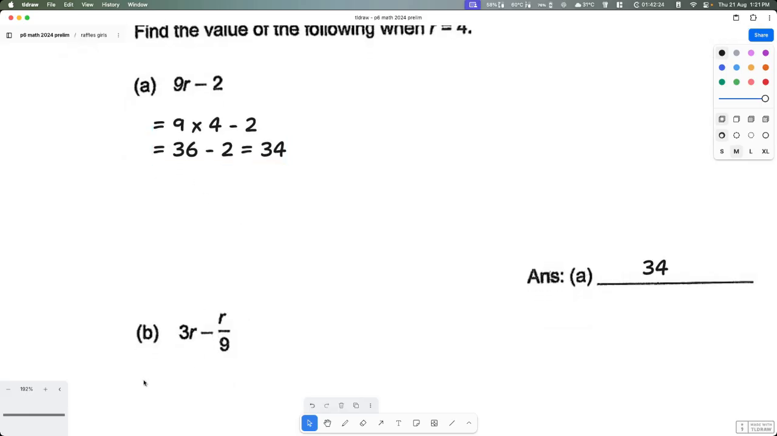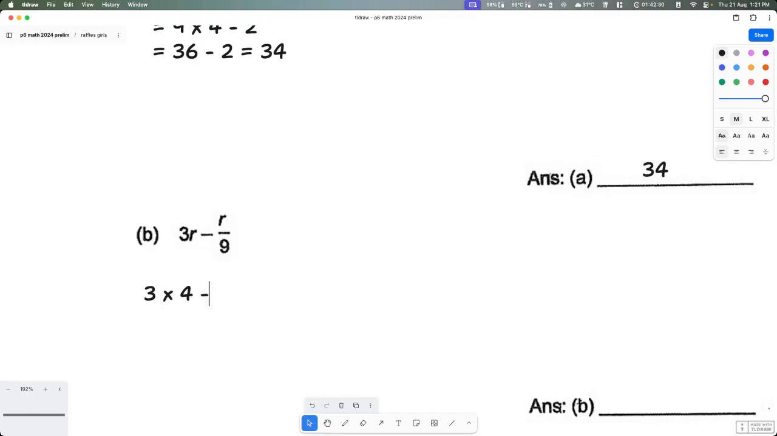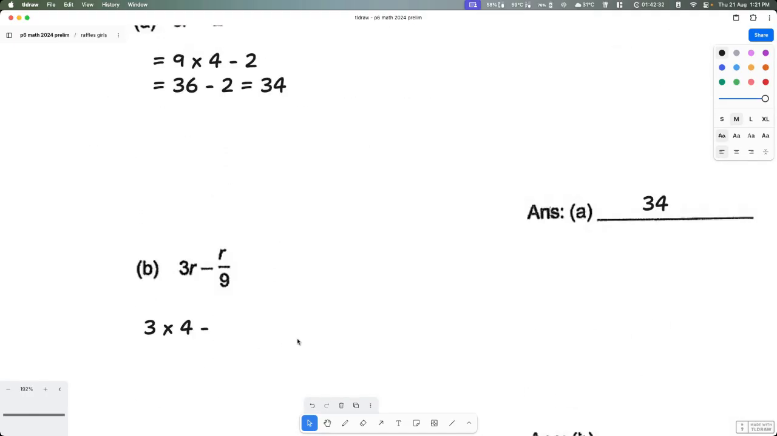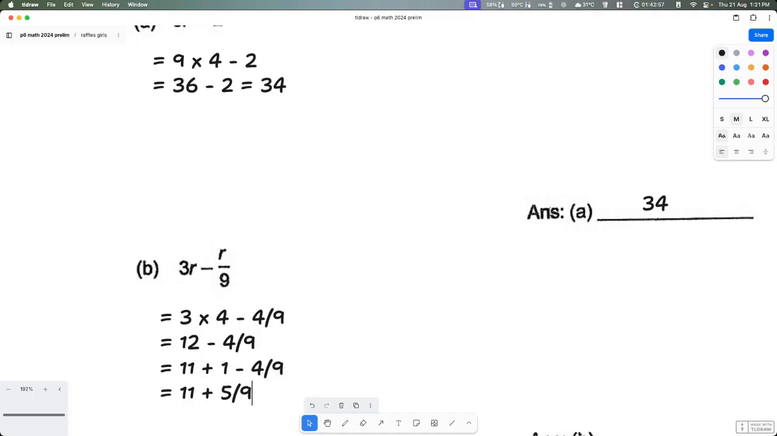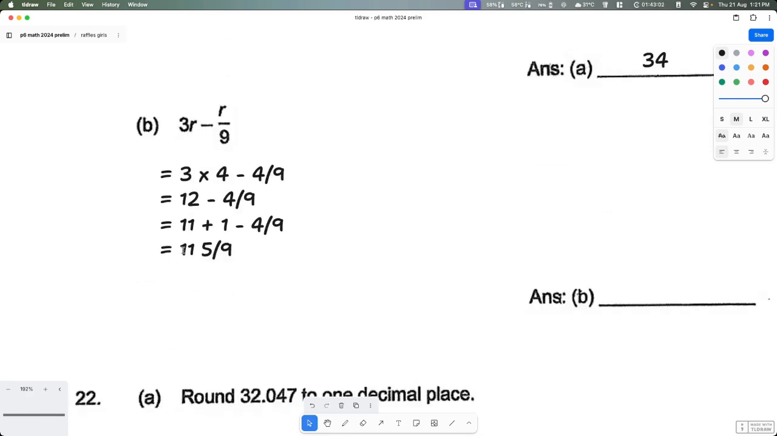So 3r minus r divided by 9. So 3 times 4 minus 4 over 9. Okay, pretty straightforward. Let's do the multiplication first, which is 12 minus 4 over 9. So it's the same as, sorry, 11 plus 1 minus 4 over 9. So that means 1 minus 4 over 9 is 5 over 9. So it's 11 5 over 9. There you go. So the answer is 11 5 over 9.